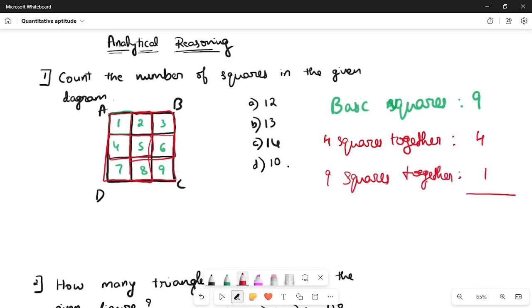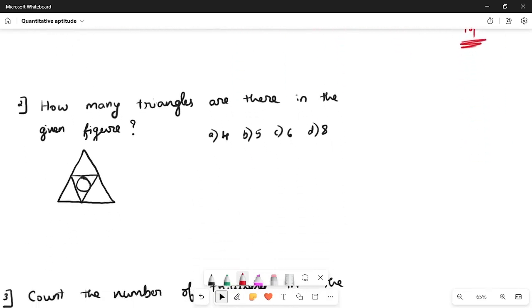So total number of squares will be: individual unit squares, there are 9. And when I consider 4 squares together, like 1, 2, 4, 5 or 2, 3, 5, 6, I'm going to get 4 more. And all together, the 9 squares form a square A, B, C, D. So there are 14 squares altogether. So the number of squares in the given figure is 14.